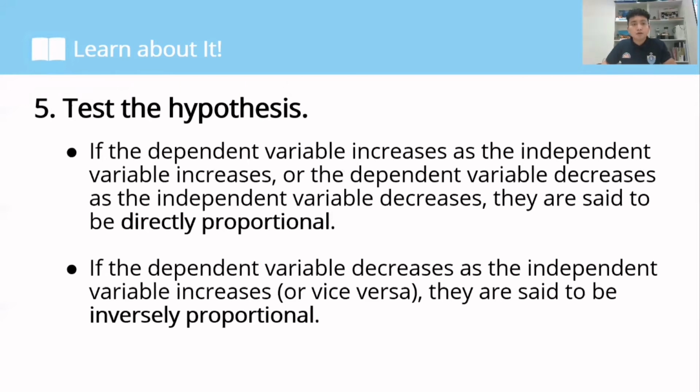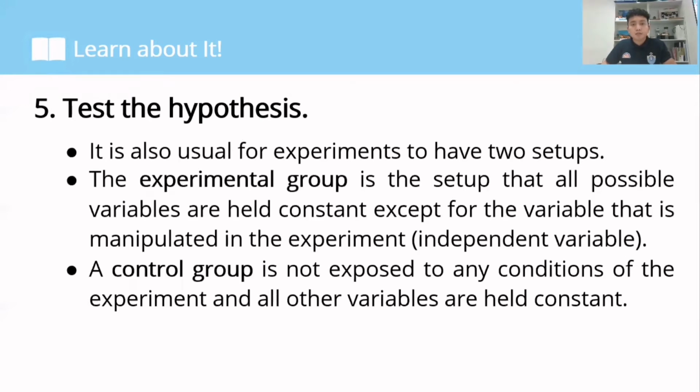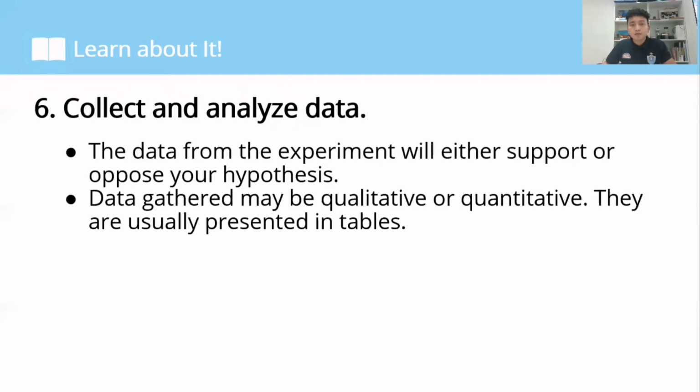And of course, we have here number 6, collect and analyze data. If you are done with number 5, you need to proceed to this step. The data from the experiment will either support or oppose your hypothesis. If it opposes your hypothesis, that's okay. At least you made the experiment.